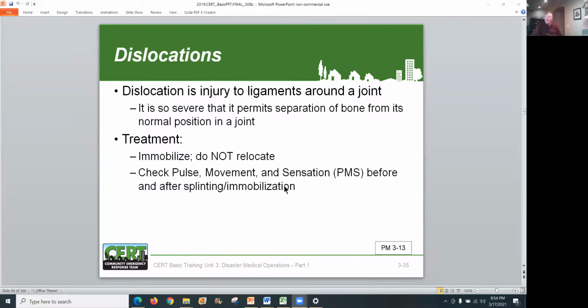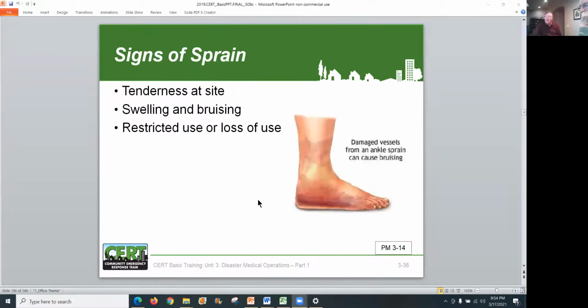Dislocation of joints and ligaments happen. It is, if it's so severe that it permits separation of bones from their normal position in a joint. Treatment: immobilize, do not relocate, check pulse, movement, and sensation before and after splinting and immobilization. And this is pulse, movement, and sensation. They call that PMS. Okay.